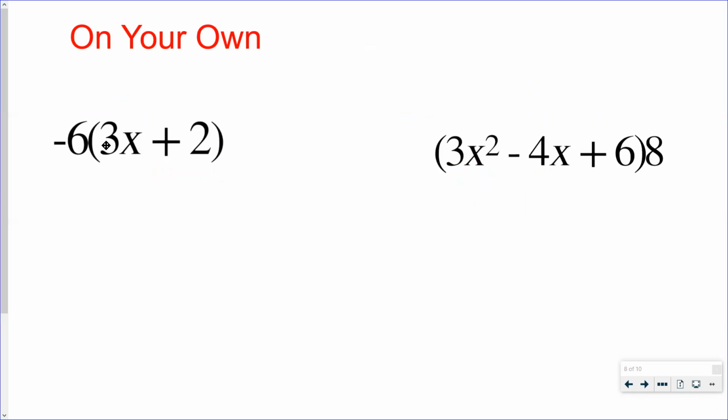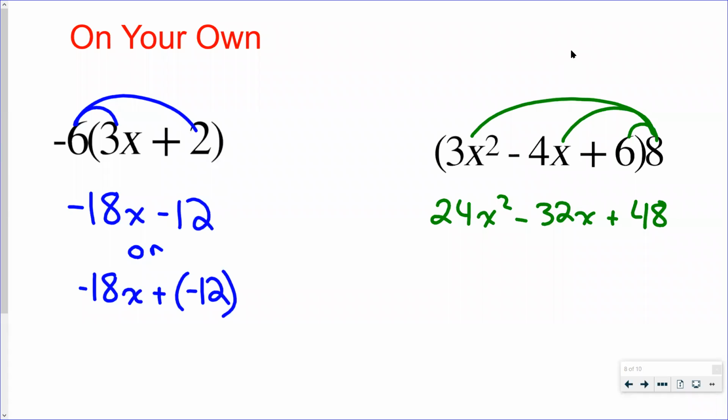So here are 2 problems I want you to try on your own. The first one's a little tricky. I threw a negative number in there, but you know how to multiply negative numbers. So again, with on your own, I would like you to please pause your video and try these on your own. So you should be pausing the video now.